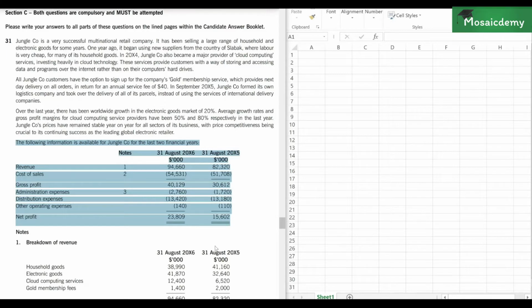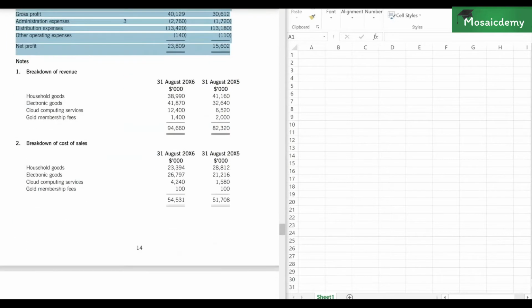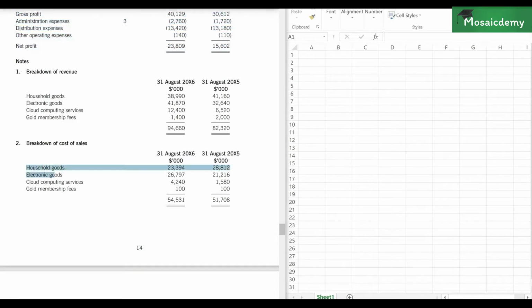So cost of sales, it says note number 2. If you go down to note number 2, we have cost of sales, the breakdown for their different types of products. And for household goods, we can see that the cost went from 28.812 million last year, because the numbers are in thousands, to 23.394 million. So they actually fell, and one of the reasons for this could be the cheaper labor from Slovak. So we already have our first point that we can make.